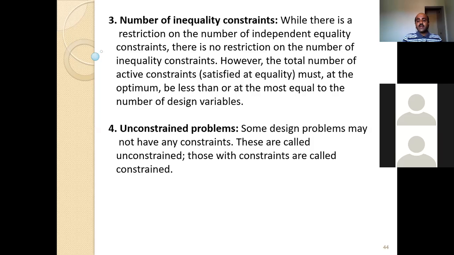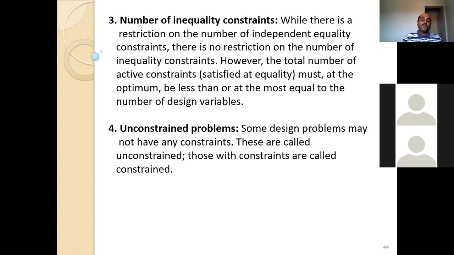Active constraints and inactive constraints I will discuss in the later part. The total number of active constraints means those satisfying the equality conditions, whether the constraint is less than or equal to, or greater than or equal to. The constraints which satisfy the equality are called active constraints. And these active constraints should be less than or at most equal to the number of design variables. Okay, so this is the third important observation from the standard optimization model.